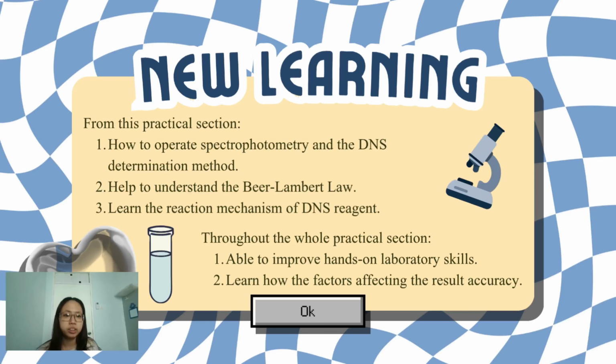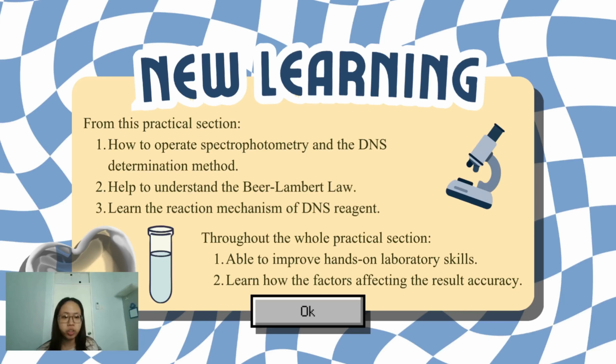From this practical section, we have learned how the spectrophotometry and the DNS determination method can be used to determine the reducing sugar concentration by measuring the absorbance at 575 nanometer. The practical also helped us to understand the Beer-Lambert law, where higher glucose concentration give the higher absorbance value. Besides that, we learned the reaction mechanism of DNS reagent with reducing sugar, which produce a reddish-brown color complex. Rochelle salt is introduced to stop the reaction and stabilize the color development.